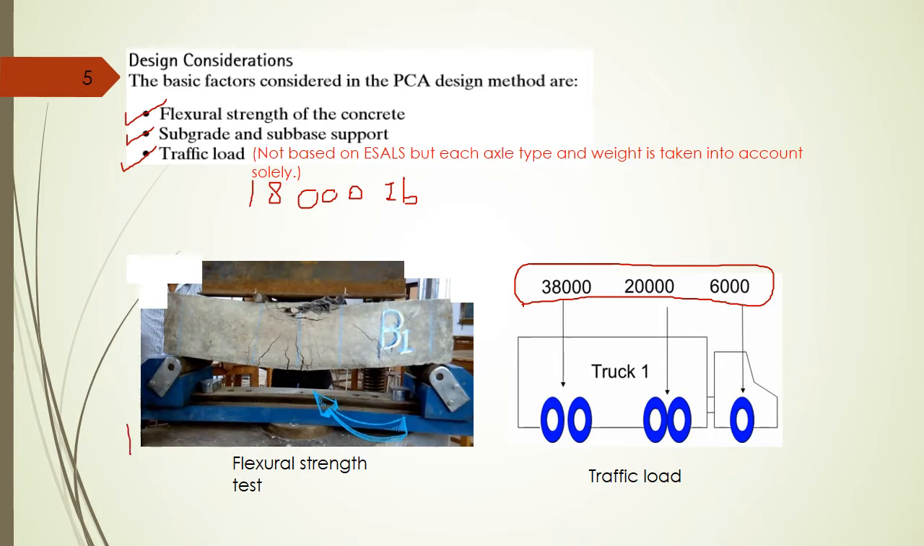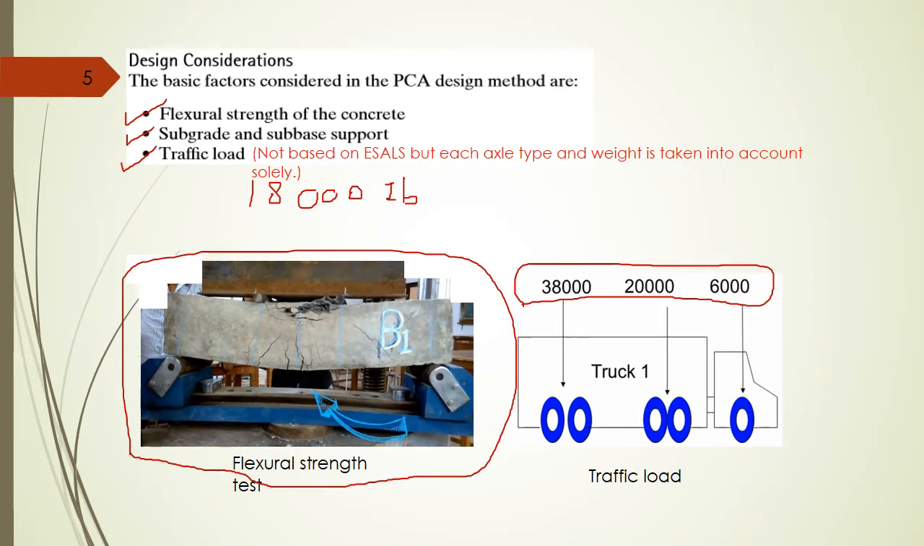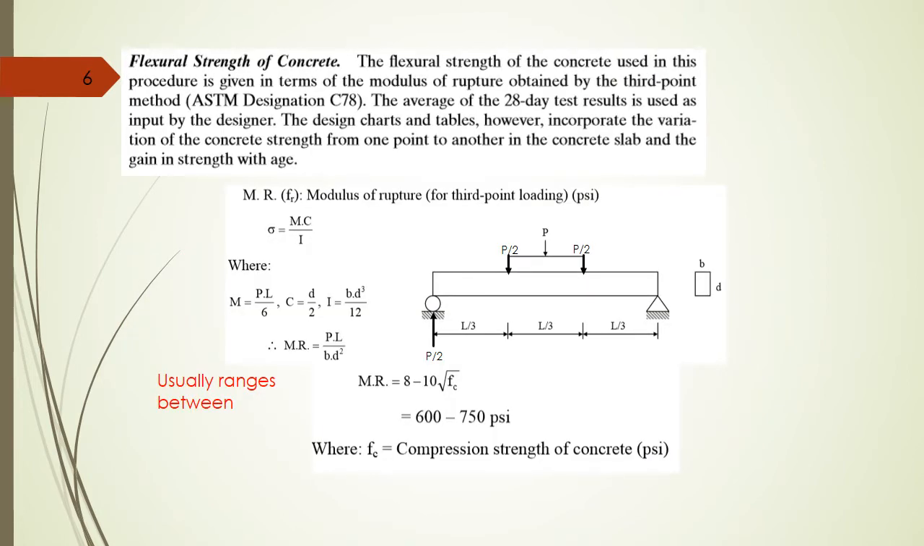As you can see here in this image, this is the test for flexural strength of concrete. It is a 3-point bending test, where at the middle here you achieve the maximum stress, which relates to the modulus of rupture. Now let's talk about each item in more detail.